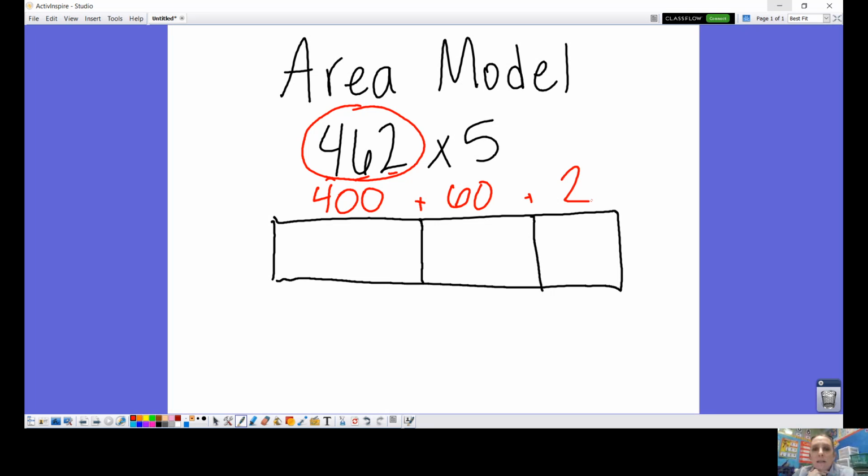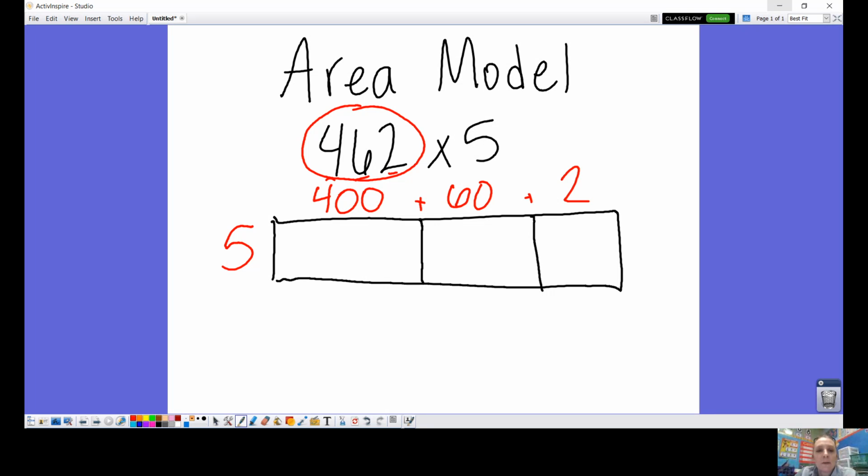Now, who remembers what would be my next step? What do I do next? Good. Whatever number you're multiplying by, you put on the left side. So I'm multiplying 462 by 5. So I'm going to put a 5 over here on the left side. Okay. Now, who remembers what we would do next? I'm listening to all these answers coming in. All right, we're going to multiply whatever number's on the top of the rectangle by the 5 on the left.